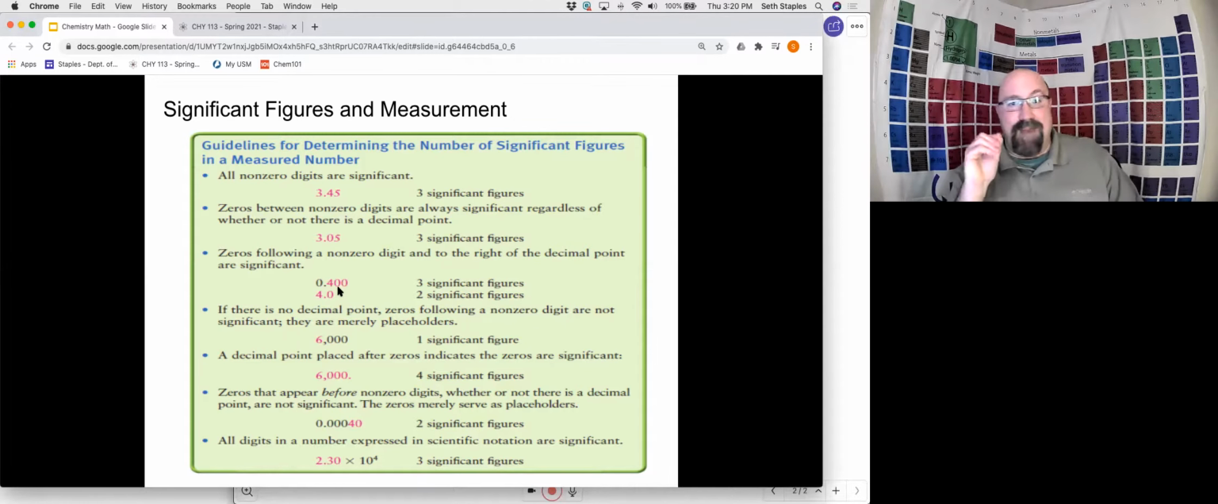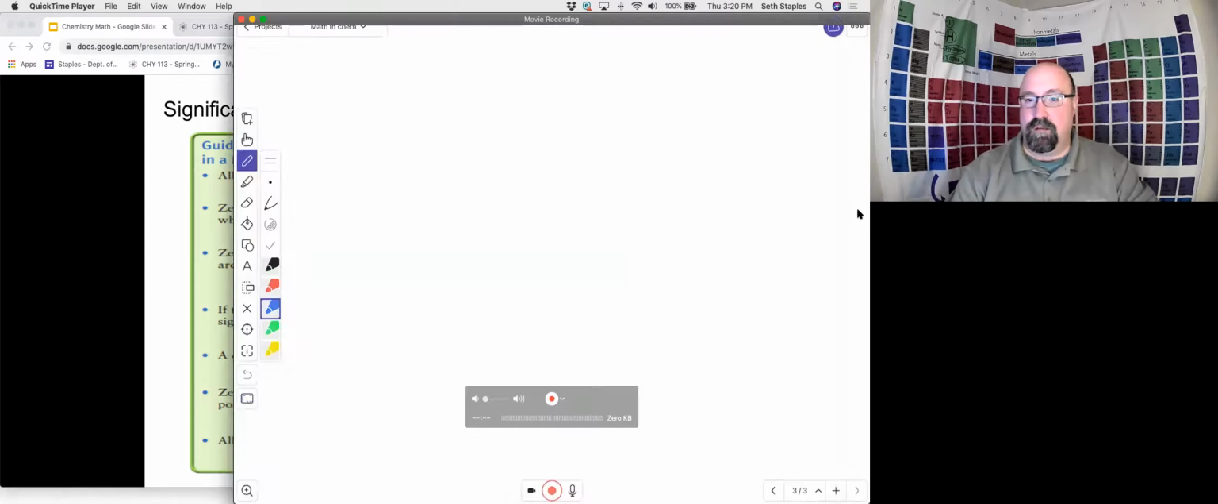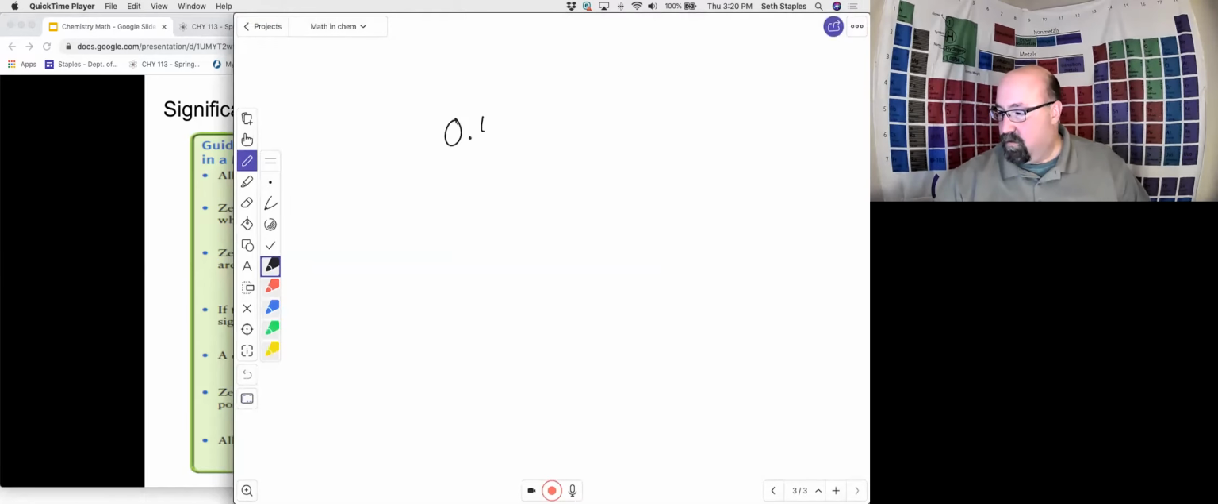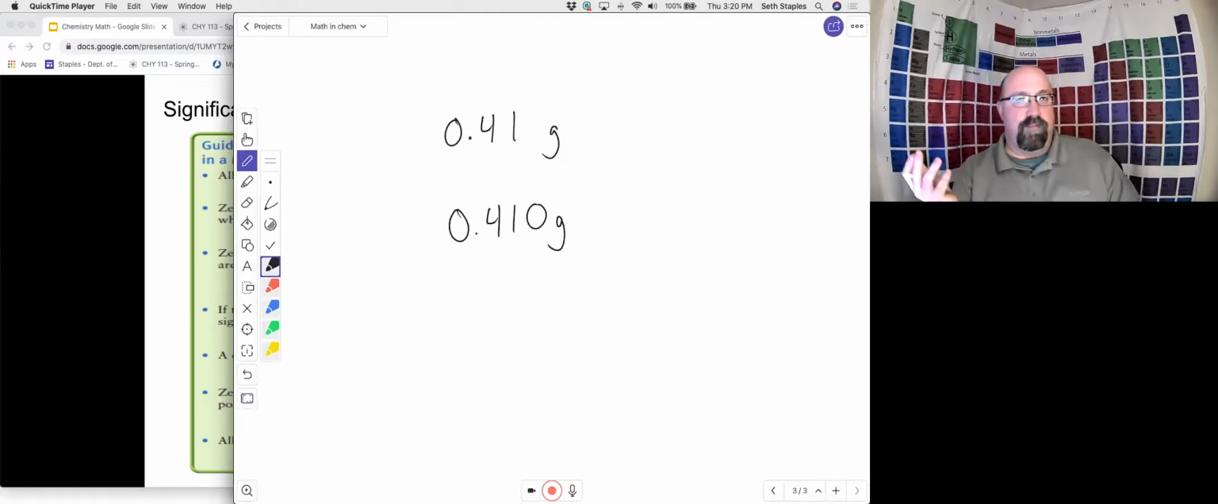Now it's true, mathematically, those zeros don't count. But we have to remember again that our numbers represent measurements. And there is an absolute difference between this number here, maybe 0.41 grams, versus 0.410 grams. Mathematically, sure, those are equal to each other. Measurement-wise, they are absolutely not.